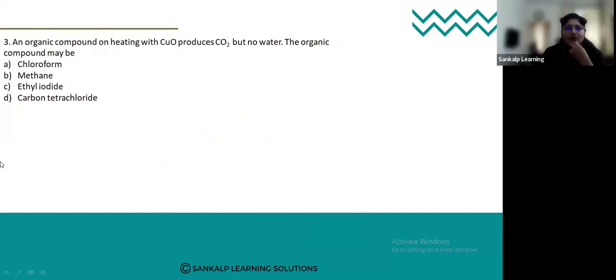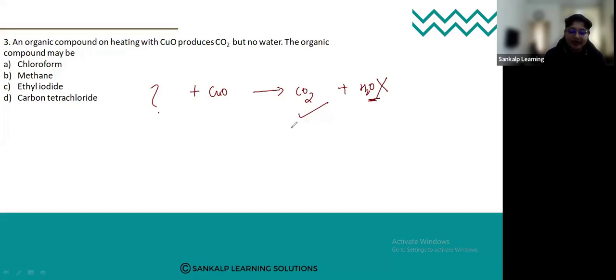An organic compound on heating with cuprous oxide produces CO2 but no water. So what is the organic compound? Now here, there is one organic compound. If you heat that organic compound with cuprous oxide, what you are going to get is CO2, but no water is obtained. Since the compound is not producing water but it is producing carbon dioxide, that means what?